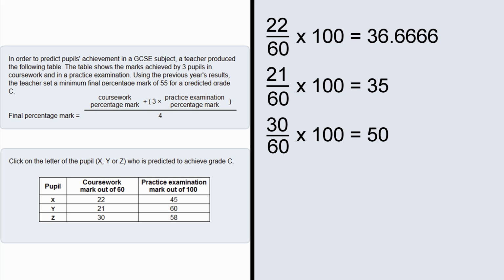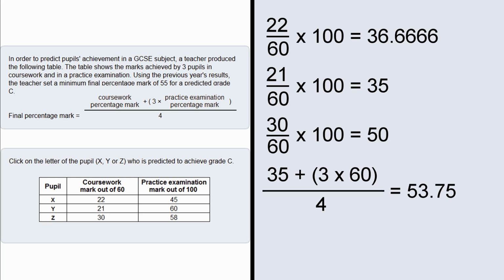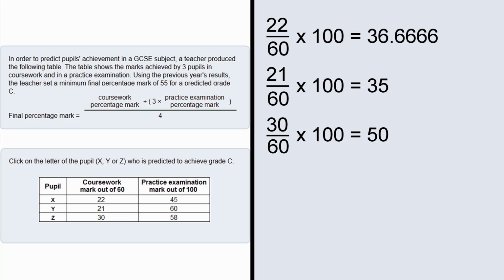Let's have a look at pupil Y. So we have a coursework percentage mark of 35%, and a practice examination mark of 60, so the formula is going to give us 35 plus 3 lots of 60, all divided by 4, which gives us 53.75, again a little bit too small. So we know that the answer to this is probably going to be pupil Z, but we're going to compute it anyway just to check that we are right.